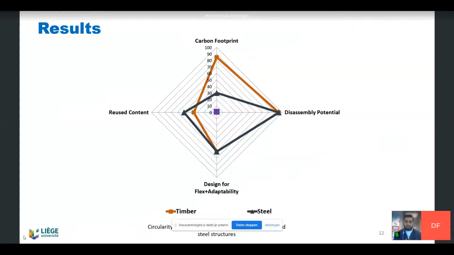And in the end, criteria number 4 is the design for flexibility, to check the ability to change the function of the building within different scenarios. And we can see the values here as shown. The disassembly potential and flexibility are the same for the 2 different structures, the steel and timber. And we can also see the difference between the footprint and reused material between them.